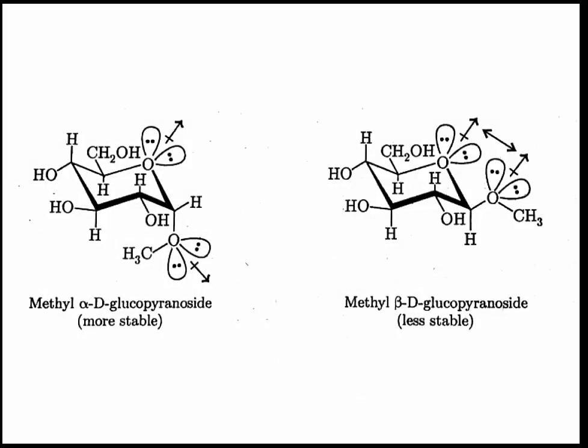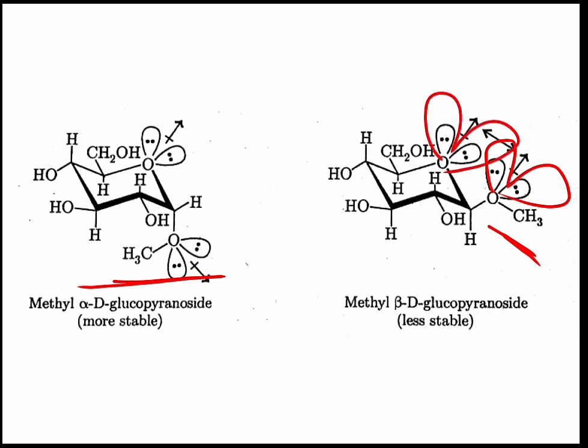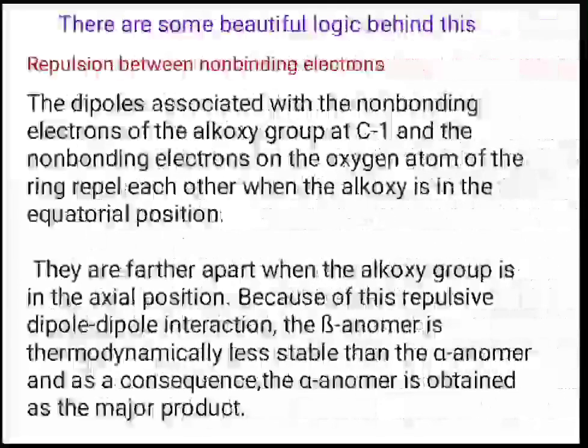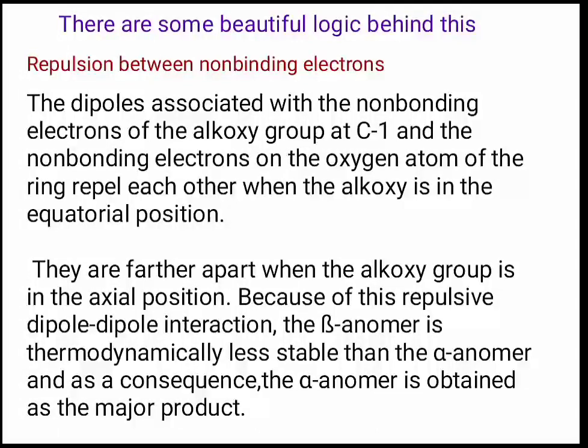Now see, this is the structure of methyl alpha-D-glucopyranoside, where this OCH3 group is in the axial position. This is becoming more stable. And here, in the case of methyl beta-D-glucopyranoside, this OCH3 is in the equatorial position, and this is the less stable. You can say that there is some repulsion between the oxygen's lone pairs. Actually, there is some beautiful logic behind this phenomenon.